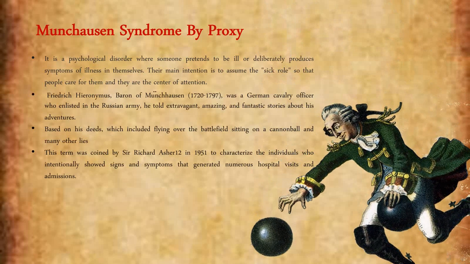Friedrich Hieronymus, Baron of Munchausen, was a German cavalry officer who enlisted in the Russian army. He told extravagant, amazing, and fantastic stories about how strong he was. He did not even attend the war, he was hiding. That's why whenever anyone is pretending, he's called Munchausen.